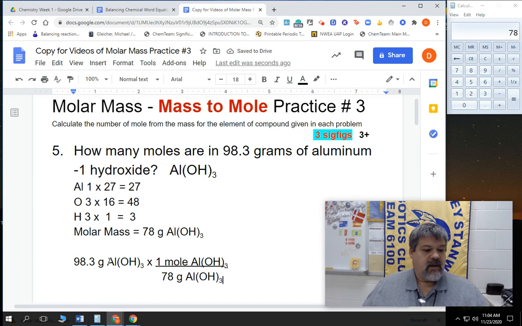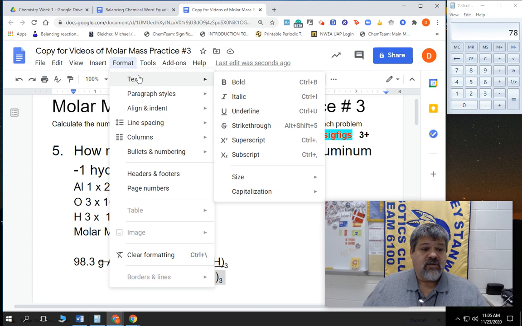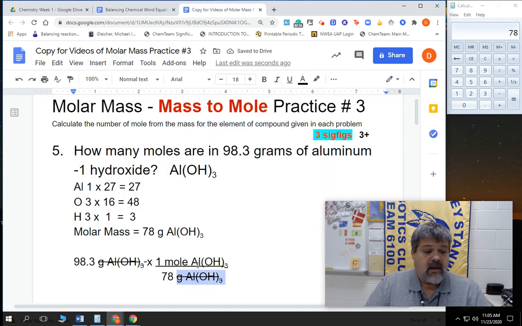So now we have it on top and on the bottom, and before we calculate our answer, we have to get rid of anything that we can get rid of. So I have grams of aluminum hydroxide on top, I have grams of aluminum hydroxide on bottom. So I'm just going to highlight that, or cover that over, and then strike through, and I'm going to do the same thing on the bottom. Now again, it's important that we strike through these and get rid of them, because otherwise I have to put it in my answer. So the only thing that I really have left is going to equal moles of aluminum hydroxide. And how many moles is that?